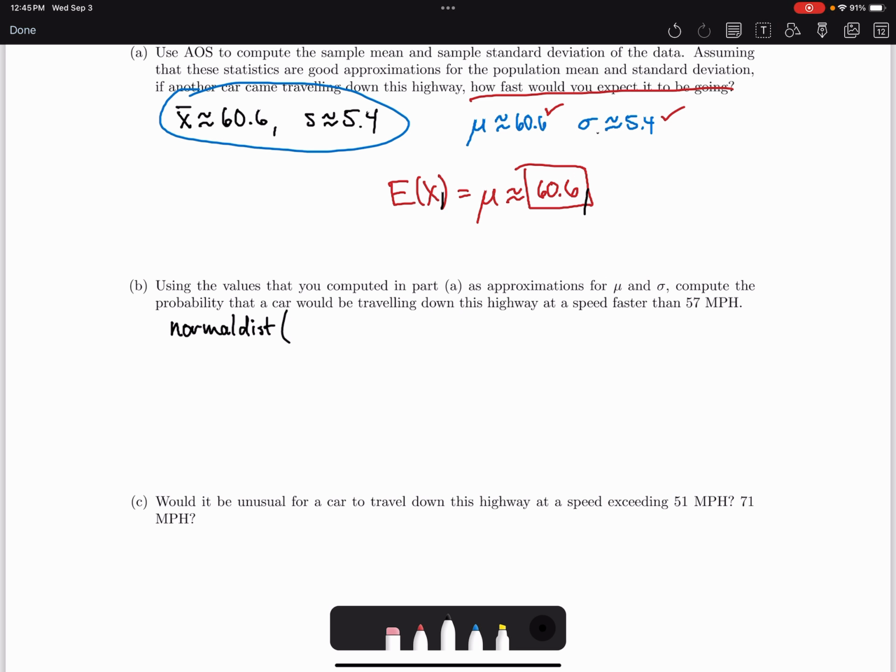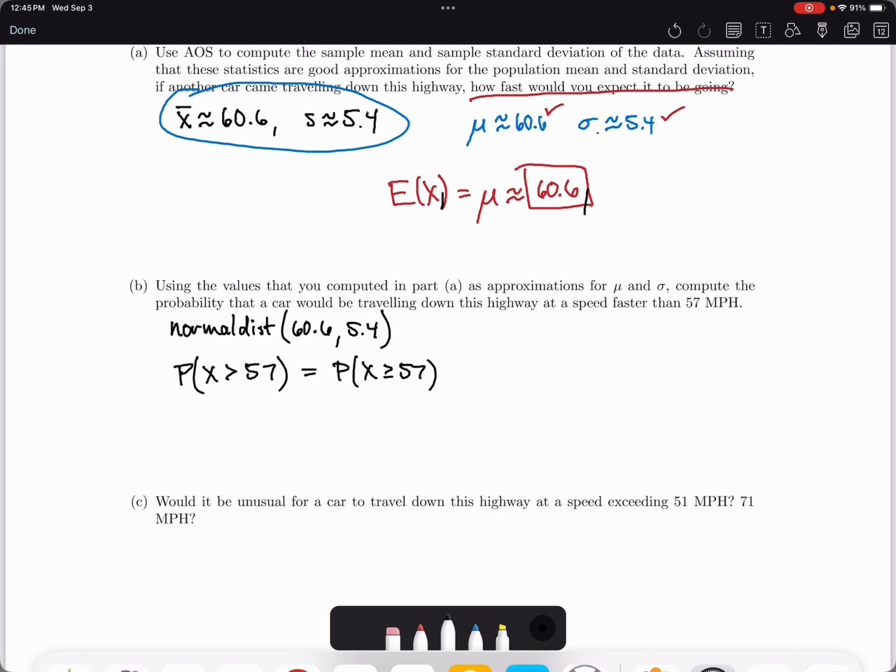We're assuming that mu is approximately the same as the sample mean that we computed, and that sigma is approximately the same as the sample standard deviation we computed. And now we want the probability that a car will be coming down this highway faster than 57 miles per hour. In Desmos, this is equivalent to saying that x is greater than or equal to 57. Let's see what we get.